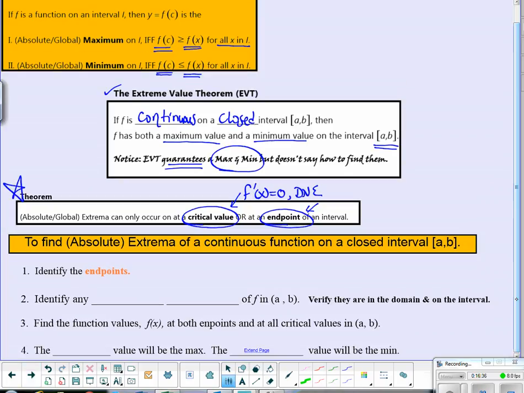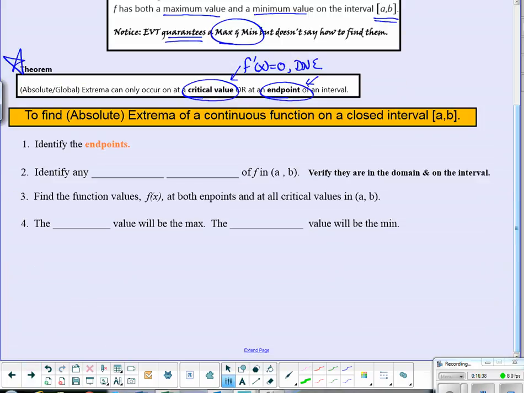So just a little bit of steps here about how to find your absolute or your global extrema on a continuous function that is on a closed interval. First, identify your endpoints. You don't want to forget to check your endpoints. Next, identify any critical numbers of f in the open interval a to b, and verify that they are in the domain of the interval.